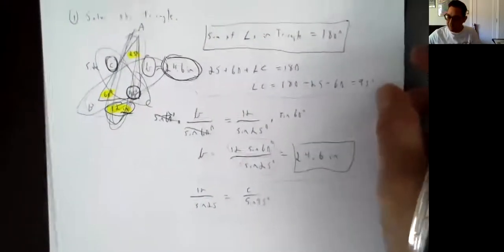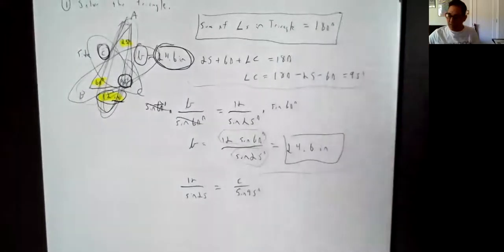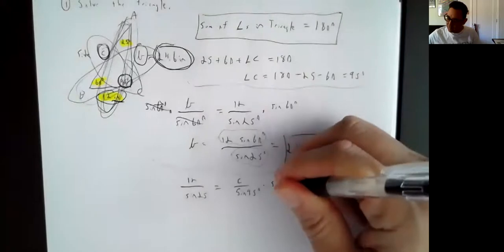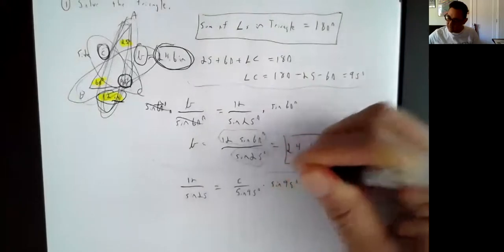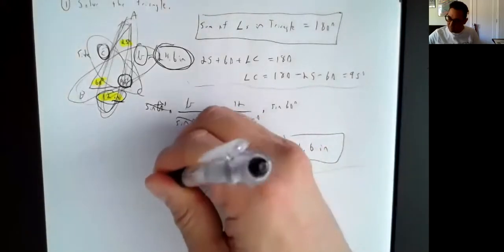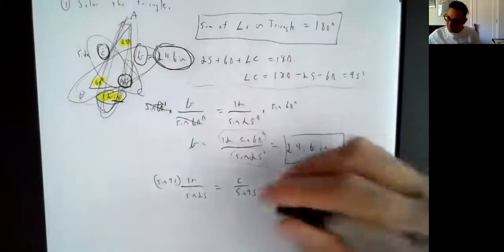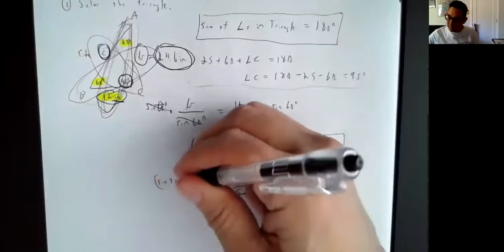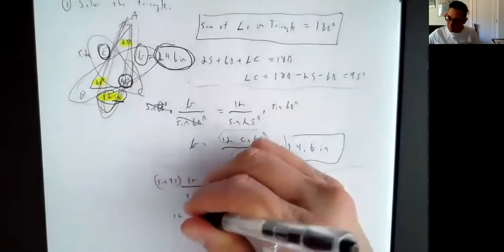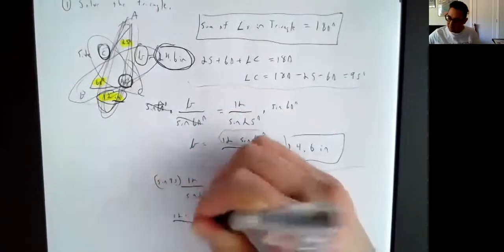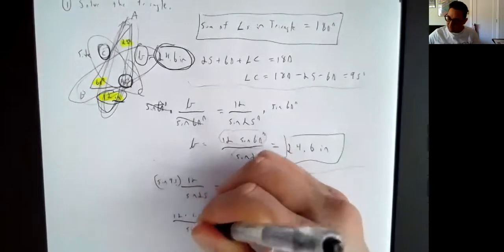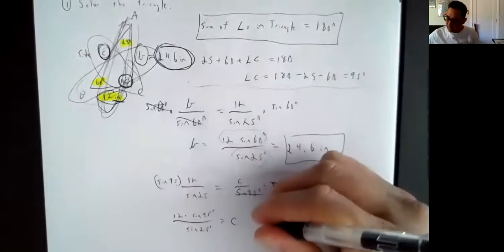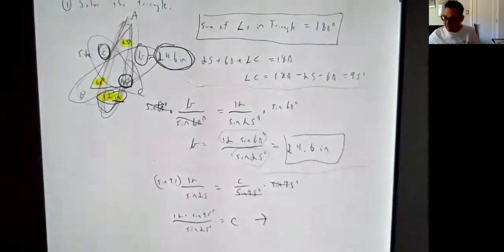Okay, and so now I need to solve for C. I'm going to do the same thing. It's C divided by sine of 95, so I'll multiply both sides by sine of 95. And those cancel, and it's now sine of 95 times 12. You can change the order. 12 times sine of 95 divided by the sine of 25 equals C, and just work that out with your calculator.